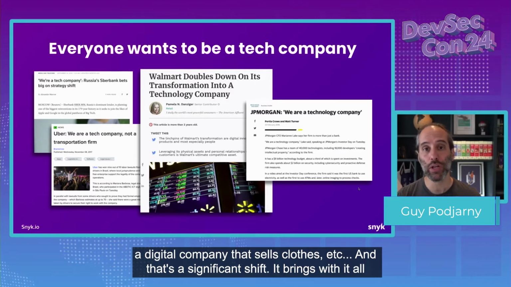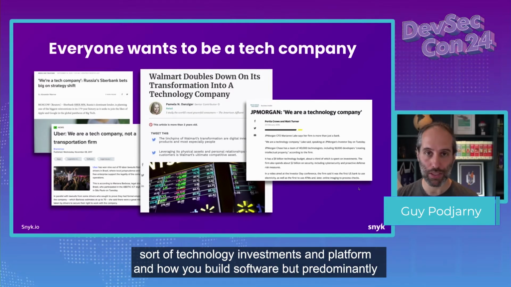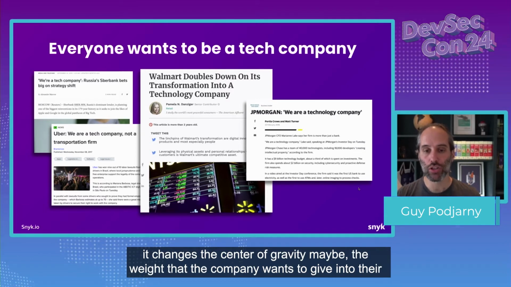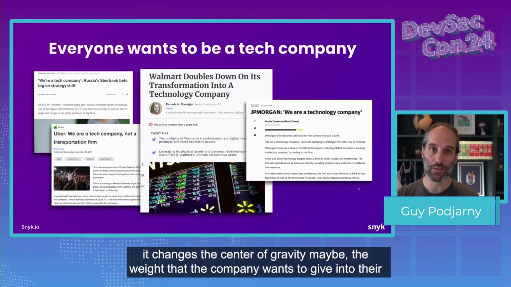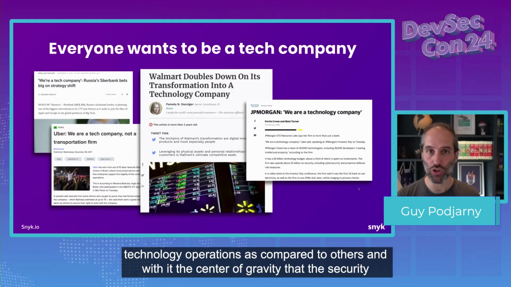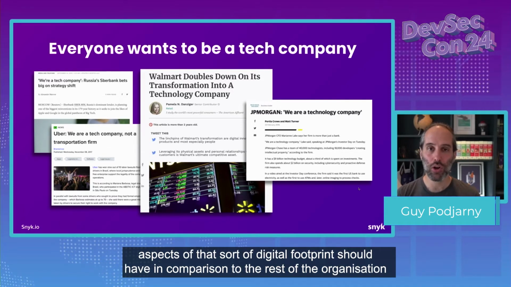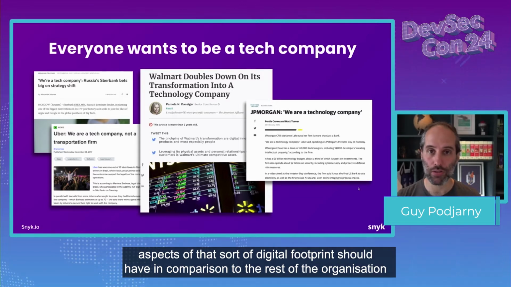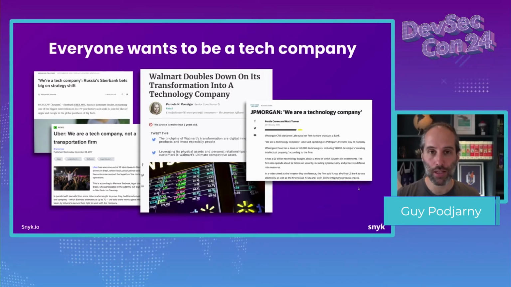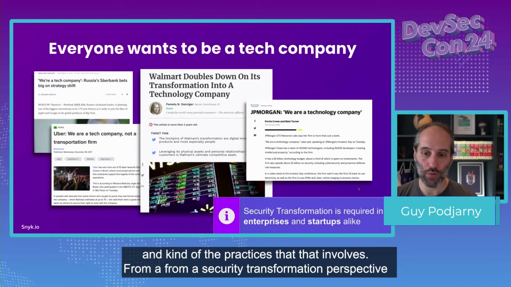It brings with it all sorts of technology investments and platform and how you build software, but predominantly it changes the center of gravity, maybe the weight that the company wants to give to their technology operations as compared to others. And with it, the center of gravity that the security aspects of that digital footprint should have in comparison to the rest of the organization and the practices that involves.